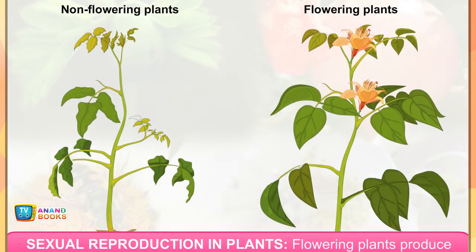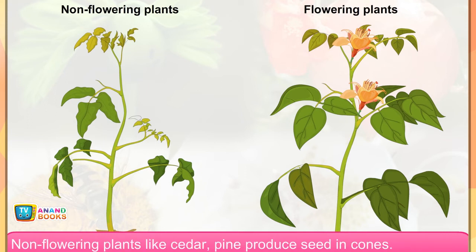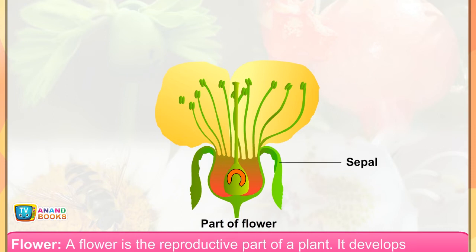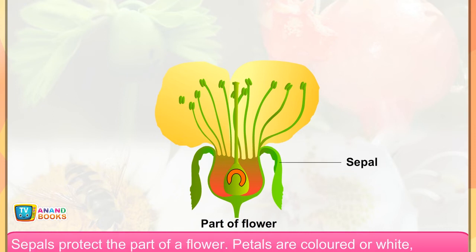Sexual reproduction in plants. Flowering plants produce seeds through a process called sexual reproduction. Non-flowering plants like cedar and pine produce seeds in cones. Flower. A flower is the reproductive part of a plant. It develops from the bud, which is usually green and consists of sepals. Sepals protect the parts of a flower.